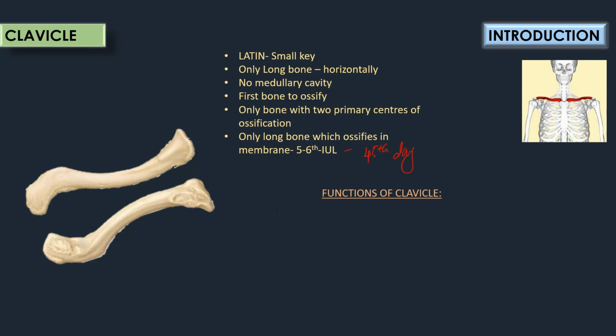The functions of the clavicle: it transmits weight of the upper limb to the axial skeleton, so it holds the upper limb, and it supports the shoulder and helps in mobility of the arm.